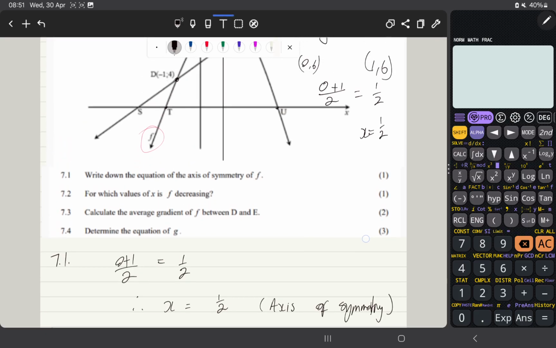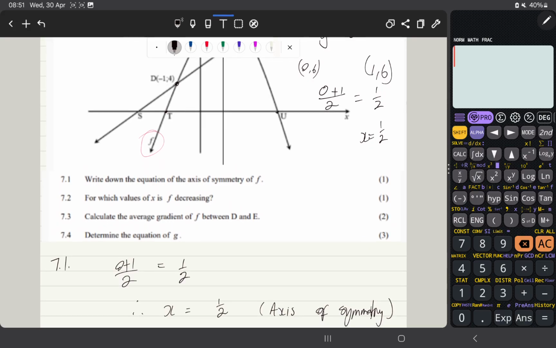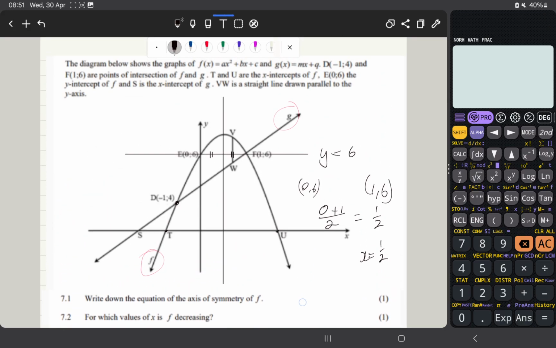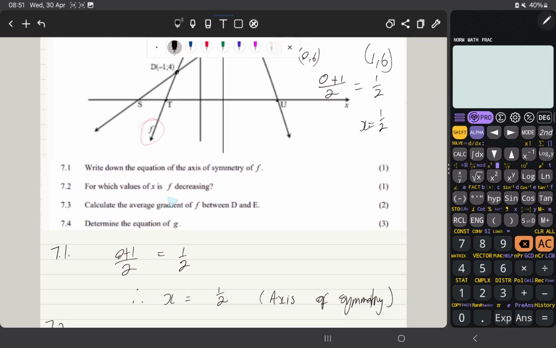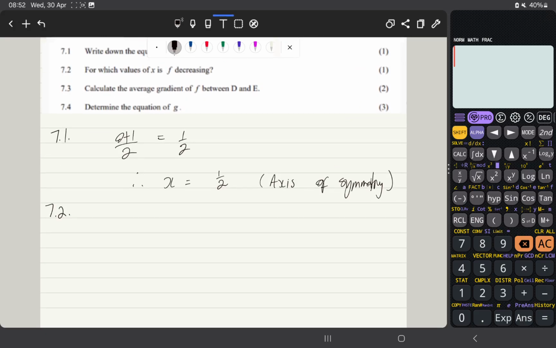Let's go to number 7.2. For which values of x is f of x decreasing, right? This is also another interesting thing. And remember, with these things of increasing functions and decreasing functions, the simplest way I would say to think about it is to go back to the basics. Now this straight line, is it an increasing or decreasing straight line? This is a decreasing straight line. And this one is a decreasing straight line too.